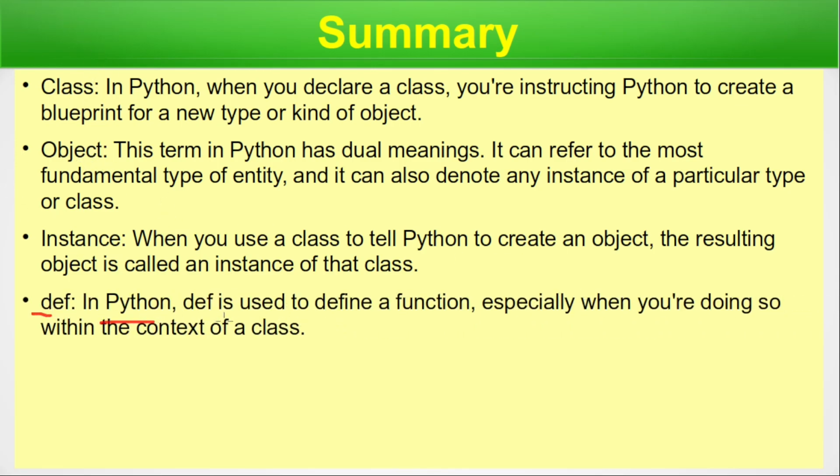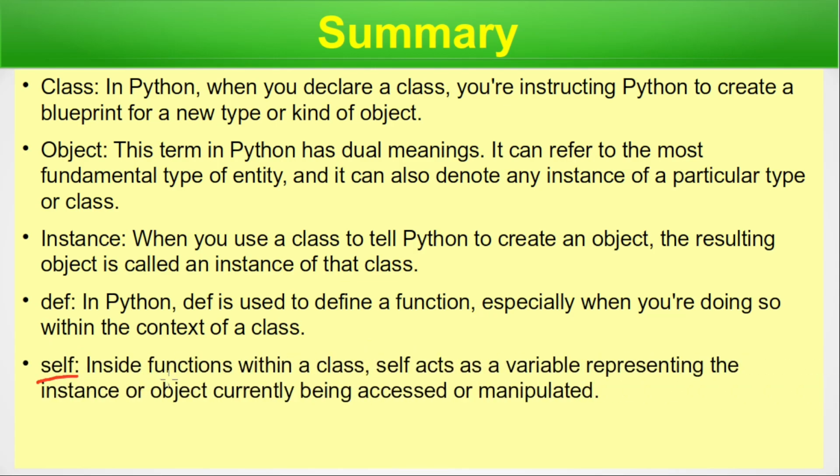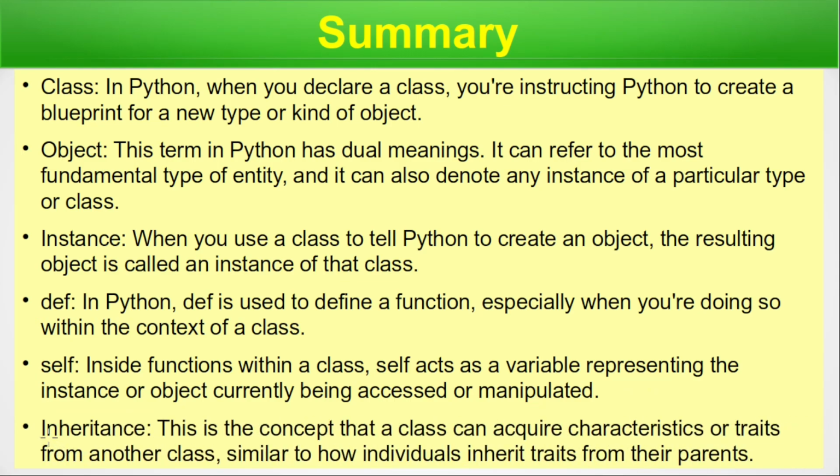Def. In Python, def is used to define a function, especially when you are doing so in the context of a class. Self. Inside functions within a class, self acts as a variable representing the instance of the object currently being accessed or manipulated. So def is used to define a function or a method, and self is the object constructor we have come across. Inheritance. This is the concept that a class can acquire characteristics or traits from another class, similar to how an individual inherits from their parents. So these are the things we have learned.